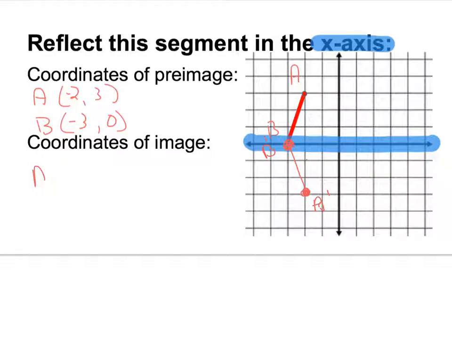So let's put down those coordinates for A prime and B prime. Take a minute with your desk partner and decide what those coordinates are. Pause the recording. Okay, now that you're back, we should have -2, -3 for A prime, and you should have -3, 0 for B prime.